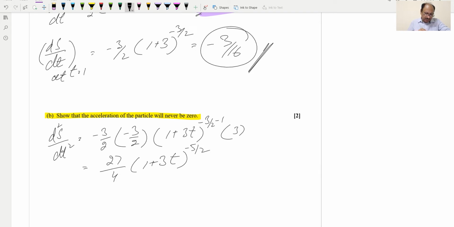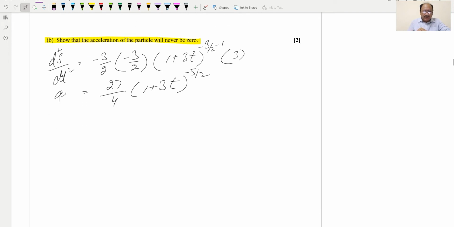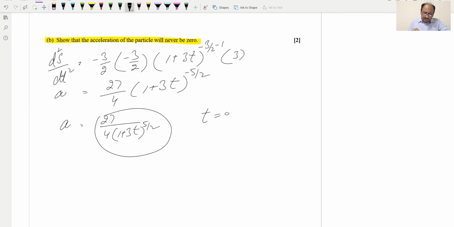Now this is basically our acceleration which we are finding. So acceleration will be what? We can rewrite this equation as 27 over 4 into 1 plus 3t raised to the power 5 by 2. Now if we check this, if we take t equal to 0, then this will result in a positive value, and if we take t greater than 0, then it will be a positive value.